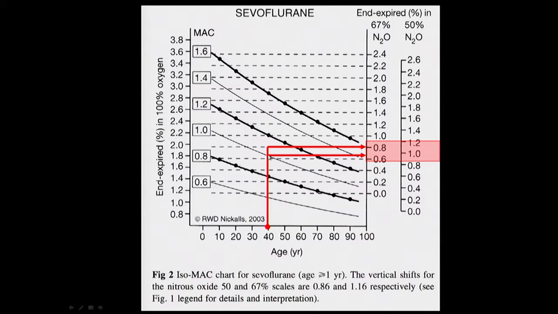If I would not be using any nitrous oxide, the target I would be entering in my machine would be 1.8% sevoflurane, but because I'm associating 50 to 67% of nitrous oxide, my target end-tidal sevoflurane concentration will be something like around 0.7 to 1%.